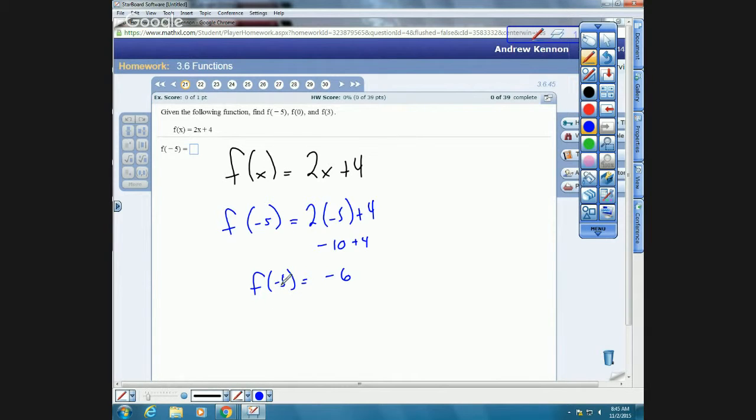So that actually means my domain is negative 5 and my range is negative 6. So when I plug in a negative 5, I get out a negative 6. So here you just plug in 0, and then here you just plug in a 3. So you plug those numbers in.